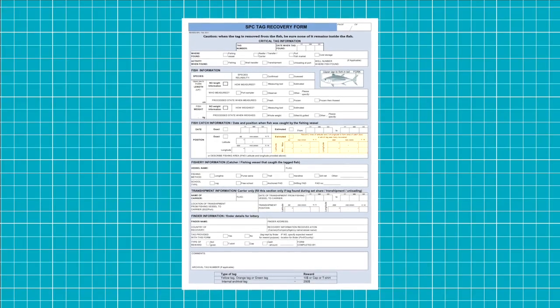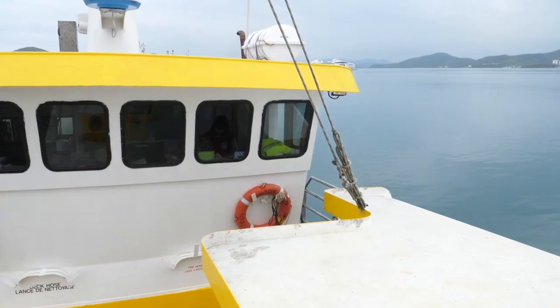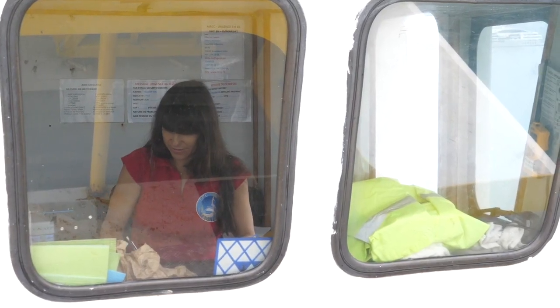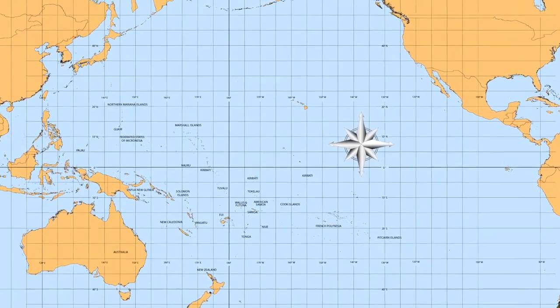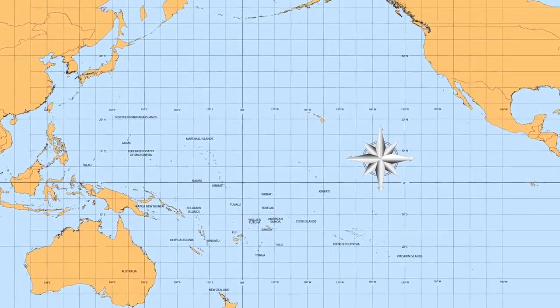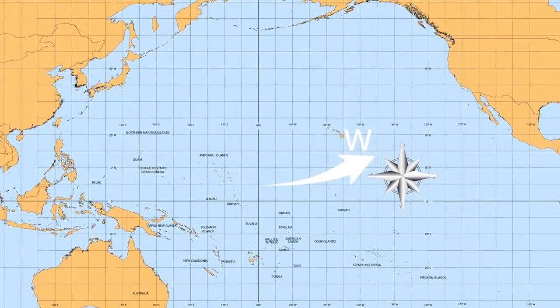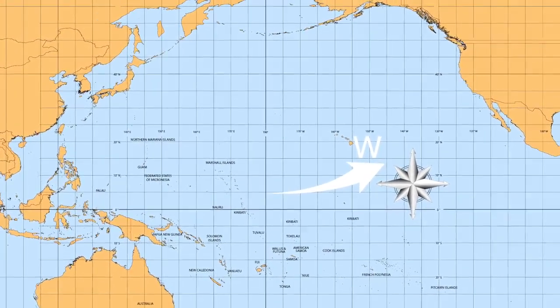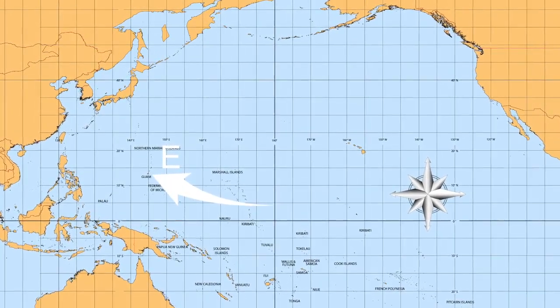Before looking at how to report the estimated position on the tagging form, let's go through some navigation reminders. Let's look at a chart of the Pacific. See above the northern hemisphere and below the equator the southern hemisphere. Be aware that on a chart, when facing the 180 degrees meridian, the lines of west longitude are on the right side of the chart, and the lines of east longitude are on the left side of the chart.